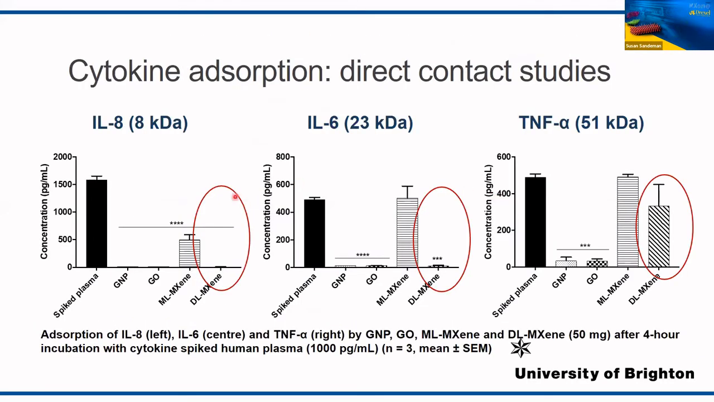So this shows you the results for multi-layered and delaminated MXene. With regard to urea, multi-layered MXene can remove urea. It's a small, highly water-soluble molecule. And with these larger molecules, multi-layered MXenes don't absorb them significantly, other than for IL-8. However, the delaminated MXenes remove IL-8 in its entirety, remove IL-6, and some TNF, although not as significantly as the graphene.